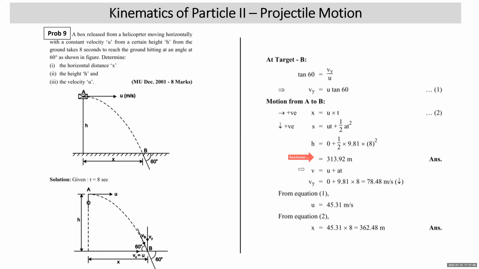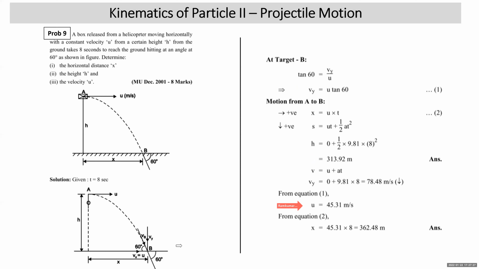Now we write v is equal to u plus at. V stands for Vy. The initial vertical velocity is 0, plus 9.81 into 8. You get 78.48. So you got the vertical component of velocity at B, right? Substitute the value of Vy in equation number 1, and you get u. Once you get u, then you can find the value of x.